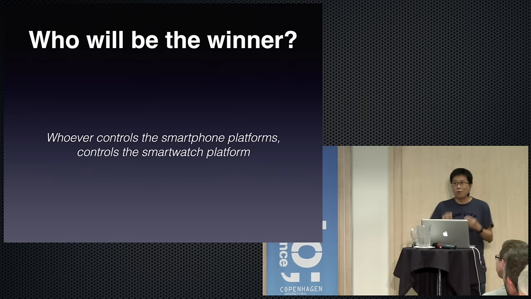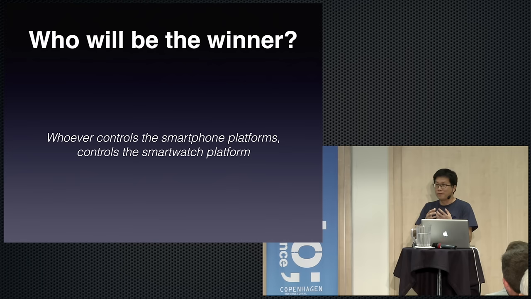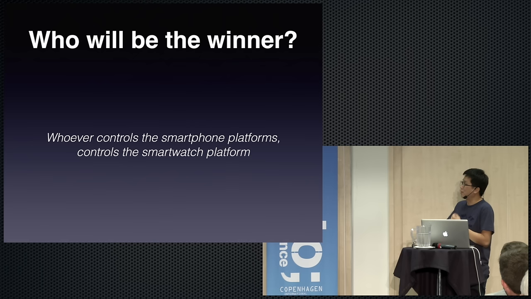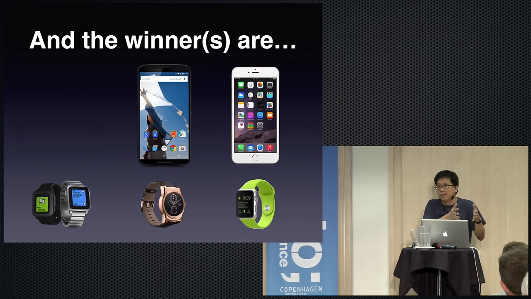I always get this question: who will be the winner of this race for the wearable, the device that you're going to wear on your wrist? I'm not going to ask you, because since you're in this session, your answer will be Apple Watch. But my thinking is, whoever controls the smartphone platform controls the smartwatch platform. It's quite obvious, because the smartwatch today is still very much dependent on your mobile phone. Whatever mobile phone you have, chances are you will buy the watch that comes from the same platform as your phone.